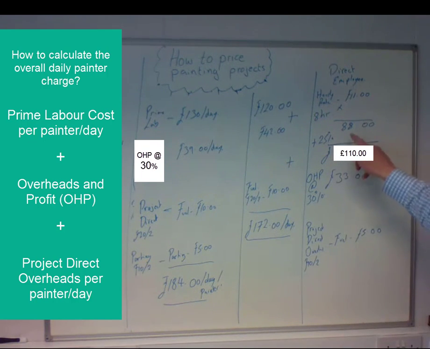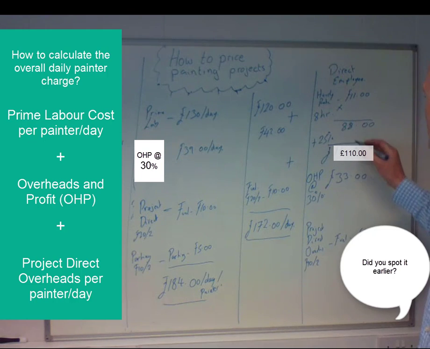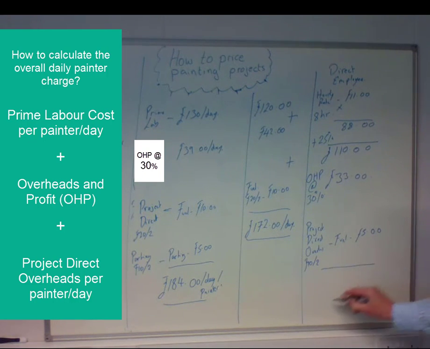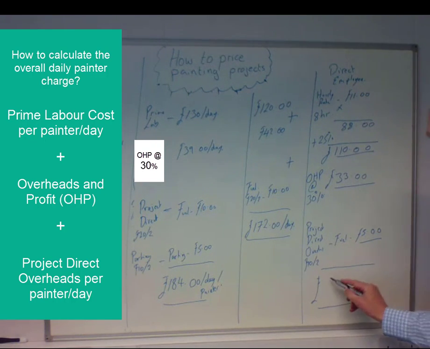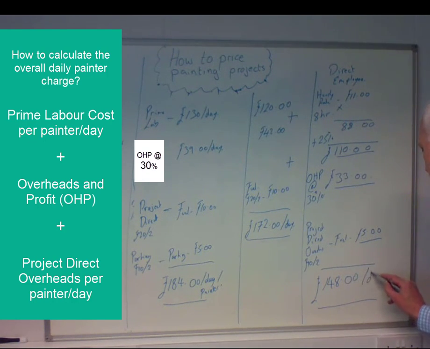One mistake I've just spotted shows I can't add up. If you go 25% of 88, it's actually £22, so this will be 110. So my overall daily painter charge in this example will be my 110 plus my 33 plus £5, which means I need to charge £148 per day.